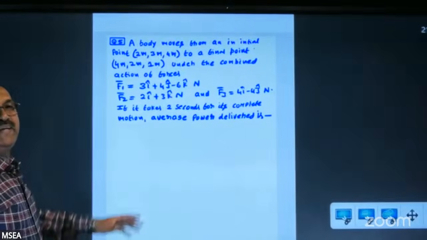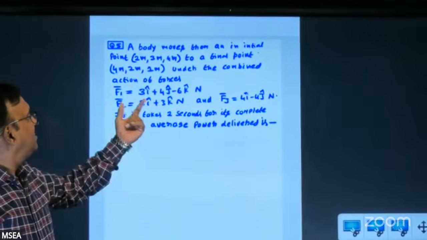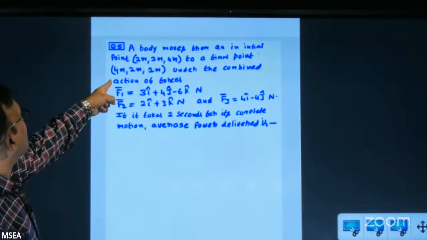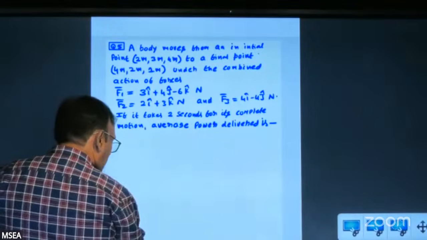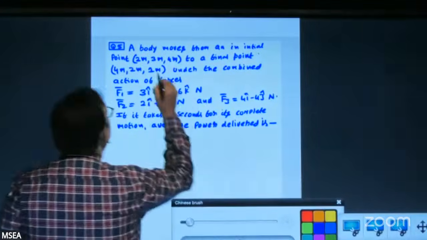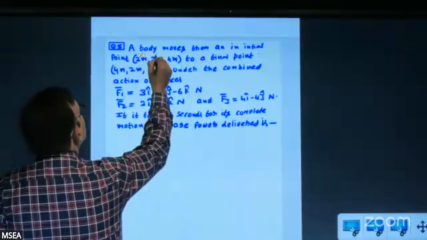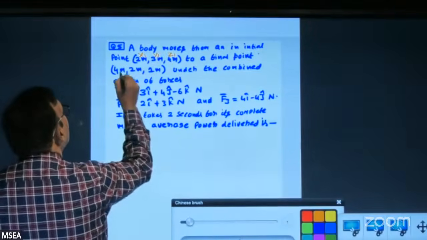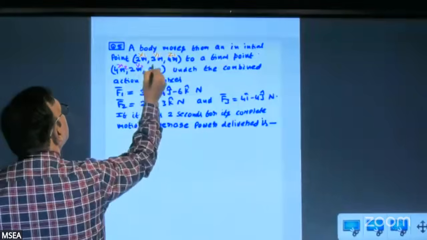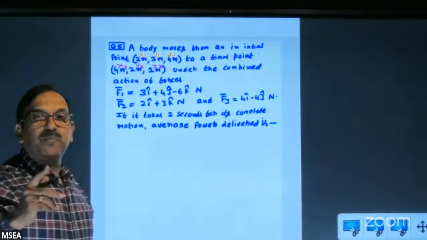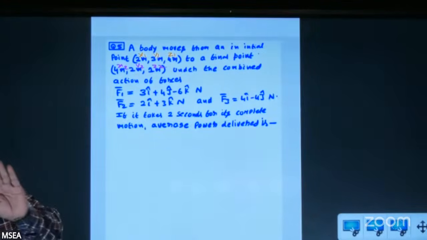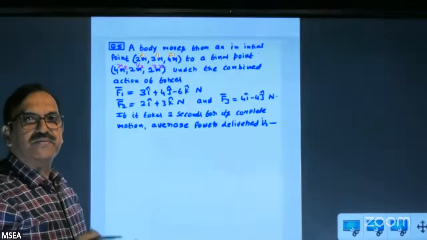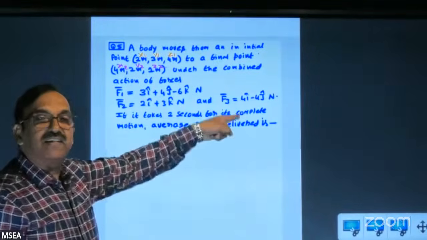Once again, a question repeated many times in the Indian entrances. A body moves from some initial point, and the position coordinates are given: this is x1, y1, z1. The body is moving from this point to a final point with x2, y2, z2. The body is not moving under the action of one force, but under the combination of 3 different forces, of different magnitudes and different directions, given in terms of i, j, k like this.